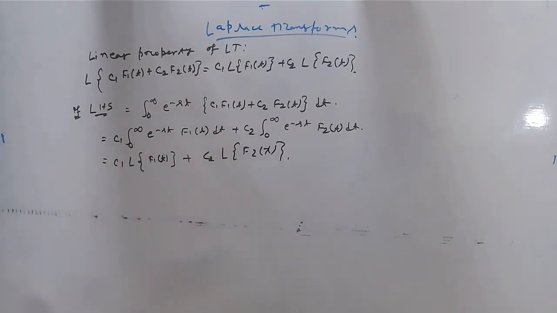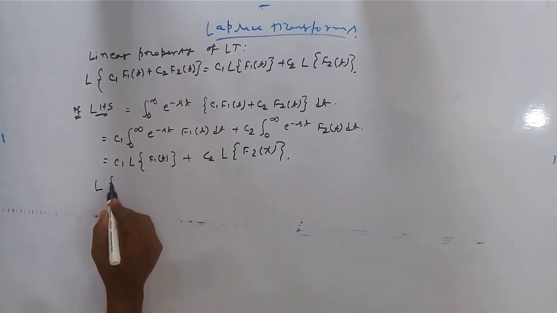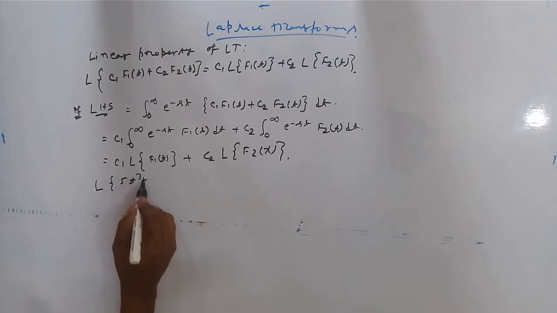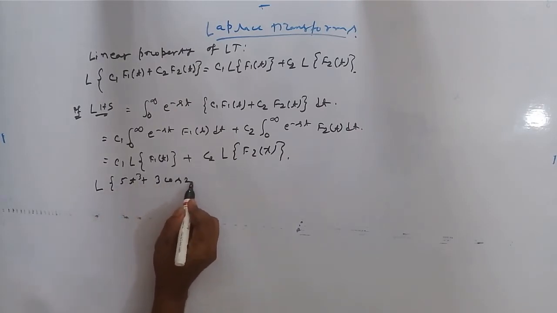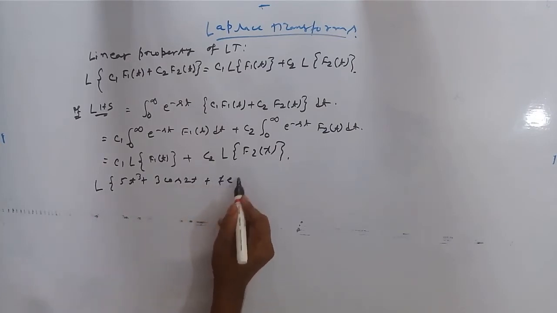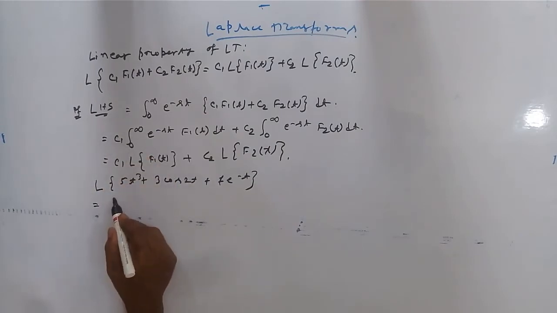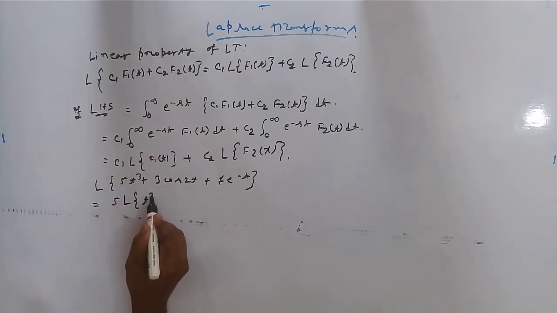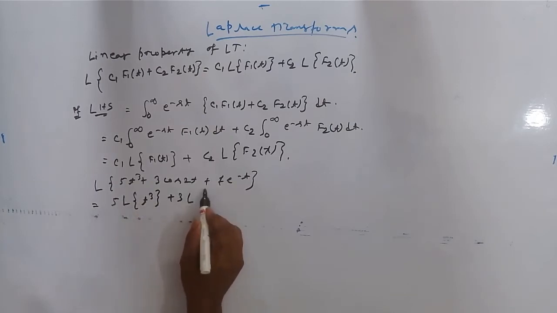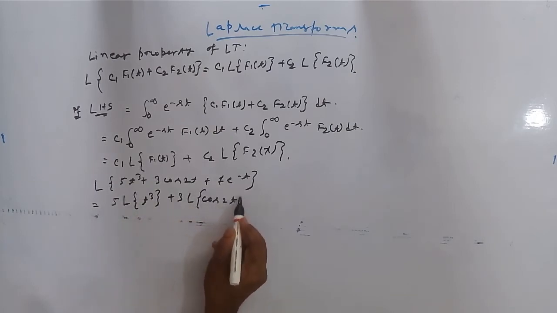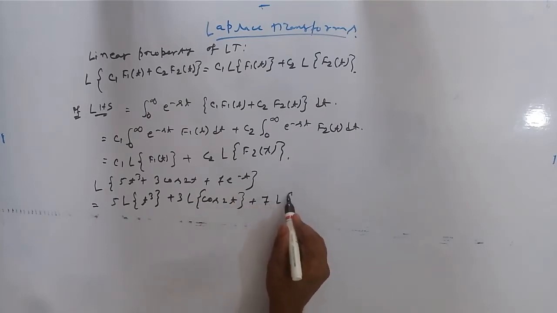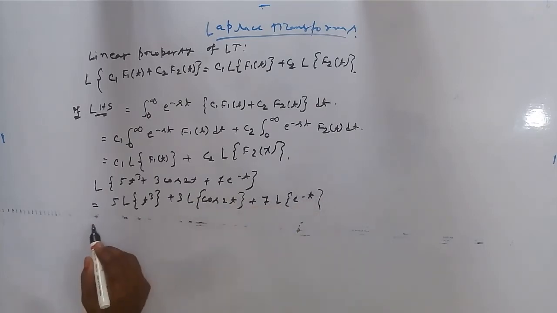Before going to the next property, I'll give you an example of the linearity property. Suppose we have to find L of 5t cube plus 3 cos 2t plus 7 e to the power minus t. By applying the linearity property, you can write 5L of t cube plus 3L of cos 2t plus 7L of e to the power minus t.